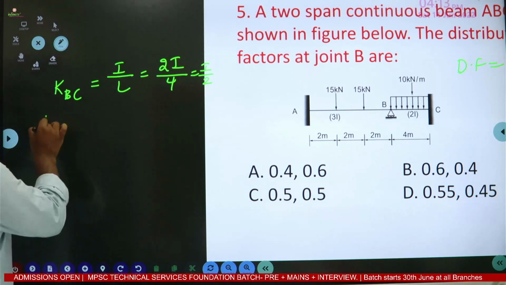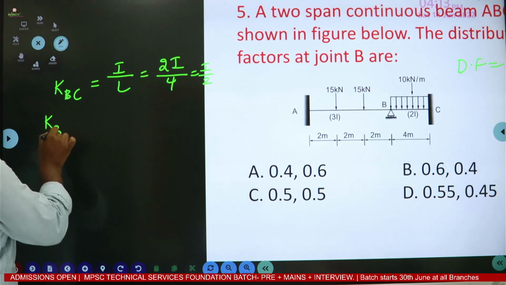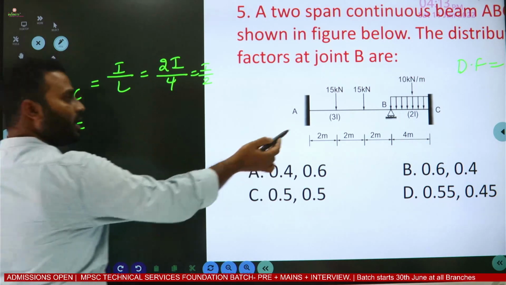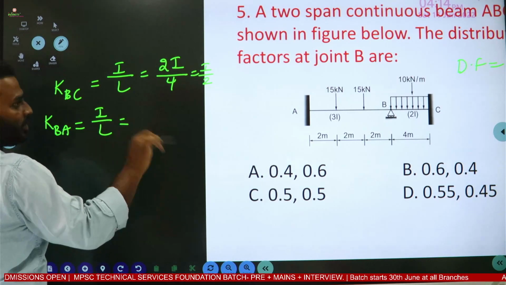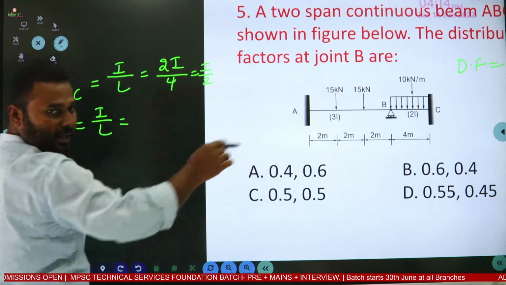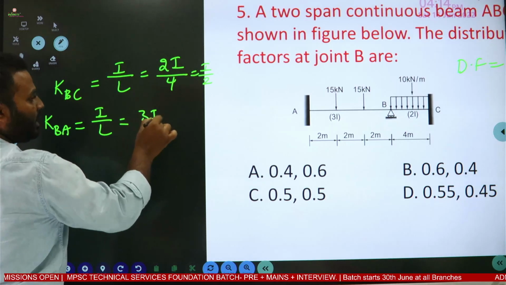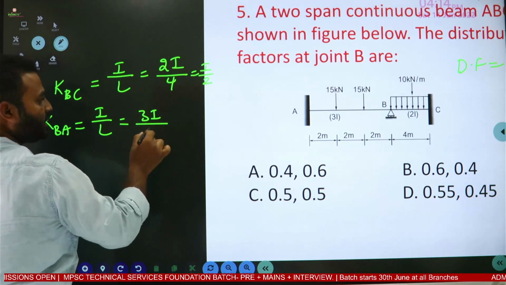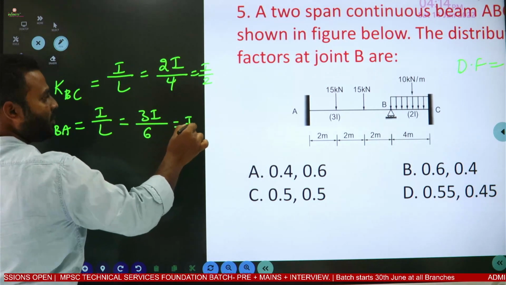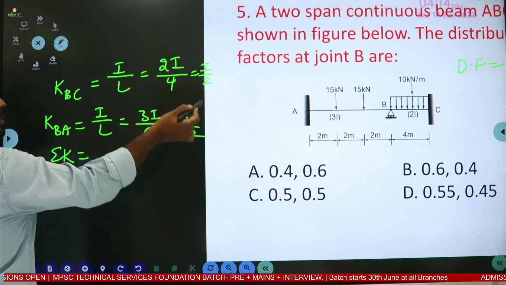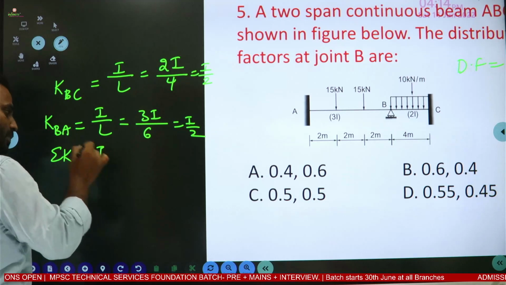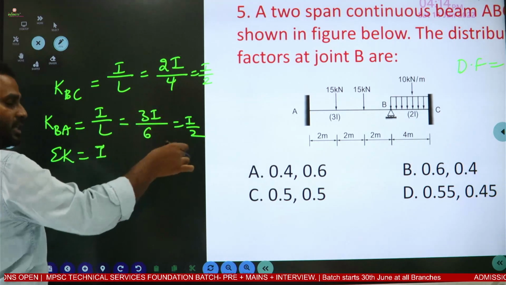Next, for BA. Here also far end is fixed, therefore it is also I by L. Now in the question, how much I is given? 3I. So 3I divided by L, L is 6. So it is also I by 2. Now what is the summation? Sigma K is I by 2 plus I by 2, then it is simply I.